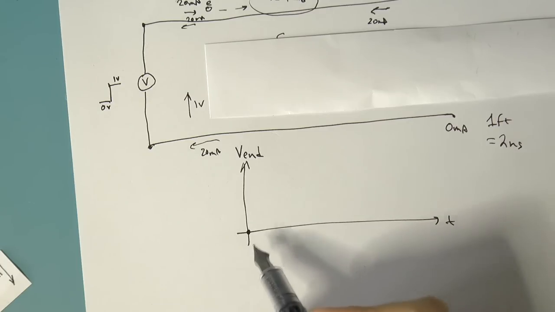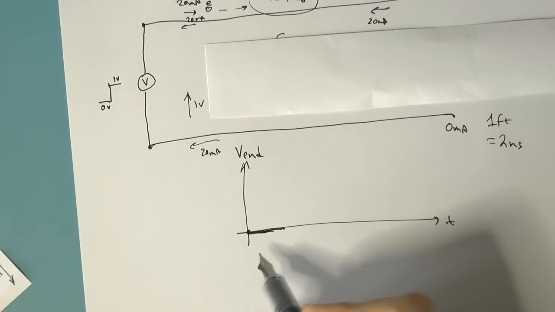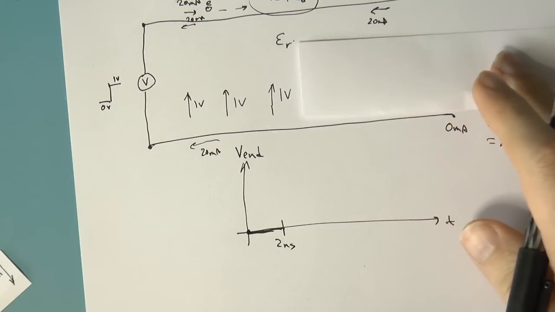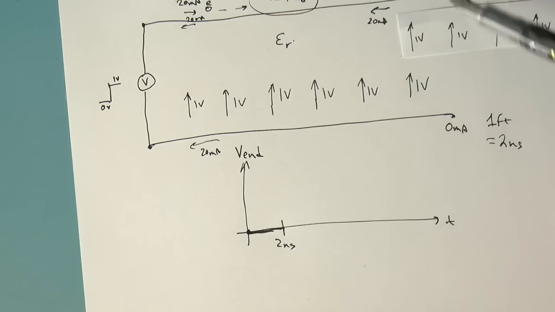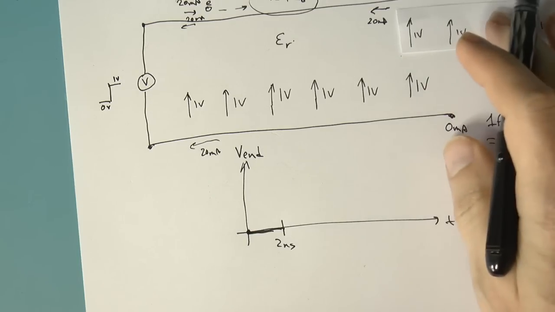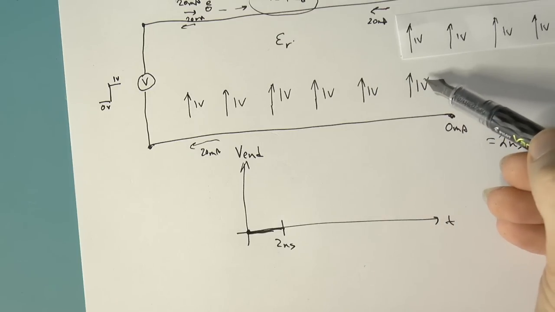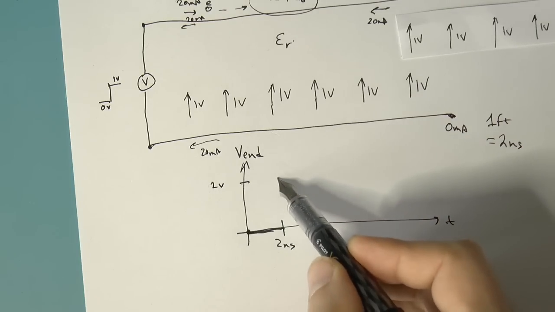So at time zero, we're going to have the voltage at the end of the transmission line being, of course, zero, because the electric field hasn't had time to get to the end of the transmission line. And it doesn't have time until 2 nanoseconds later. So this goes like this. And then the moment that the electric field hits the end of the transmission line, it can't be 1 volt. It has to be 2 volts in order to make sure that the current at the end of the transmission line is never non-zero. It has to be zero. So the moment that the electric field hits the end of the transmission line, we get 2 volts on the end of the transmission line. So let's say 2 volts, and it goes like this.